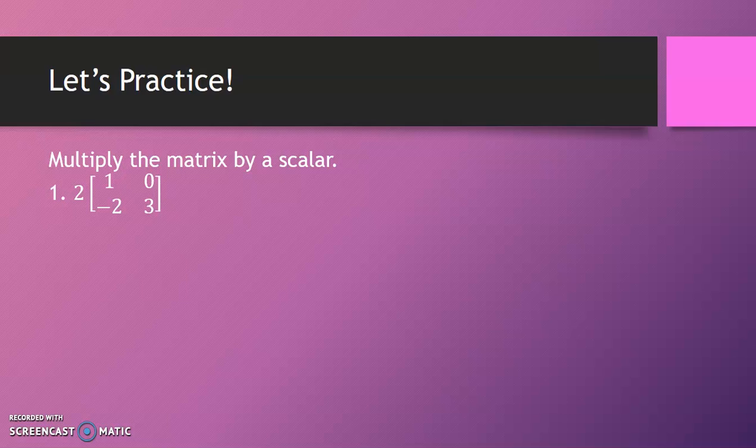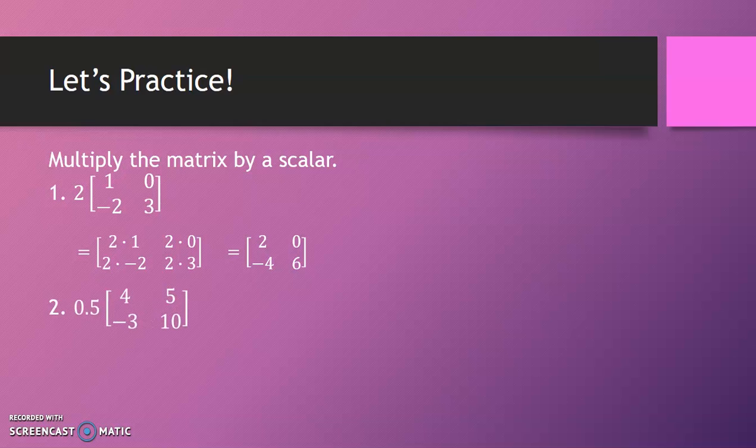So the first example I have is I'm taking 2 times this matrix 1, 0, negative 2, and 3. And so what I do with this is I take 2 times 1, 2 times 0, 2 times negative 2, and 2 times 3. So you can see how I have that written out in this first problem. Once you've got the 2 basically distributed into that matrix, you just do the math, you just multiply to get your end matrix, which would be 2, 0, negative 4, and 6. Now when you multiply by a scalar, you should not be changing the look of the matrix, so that means you should not be adding any rows or any columns or any extra elements. It should look exactly how it started in the problem.